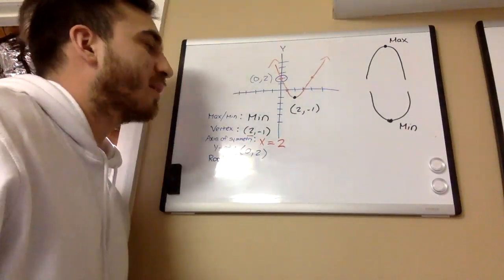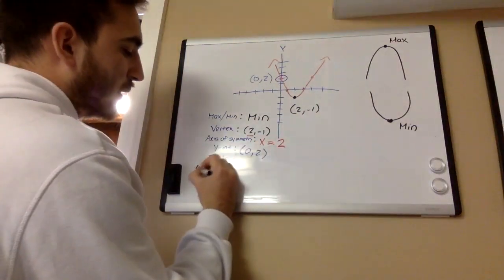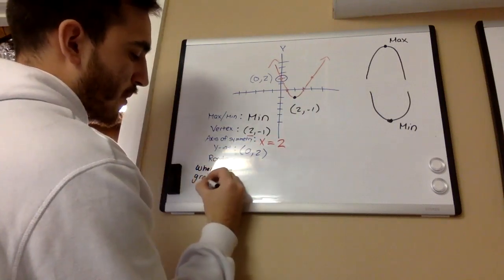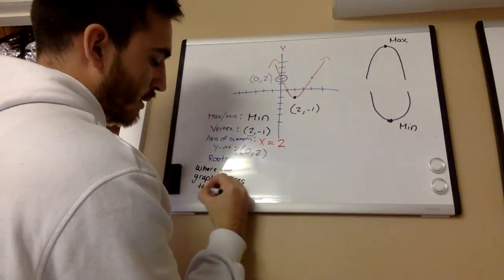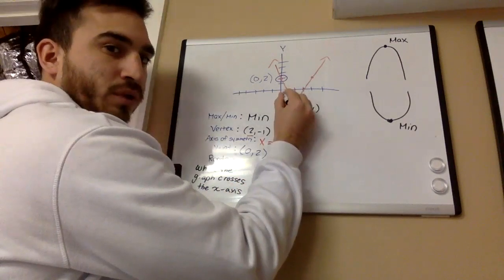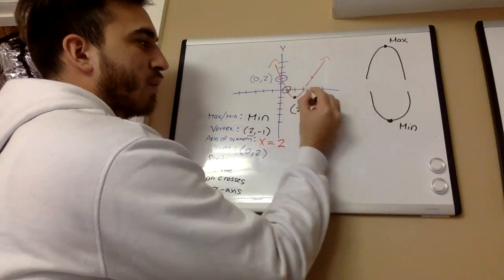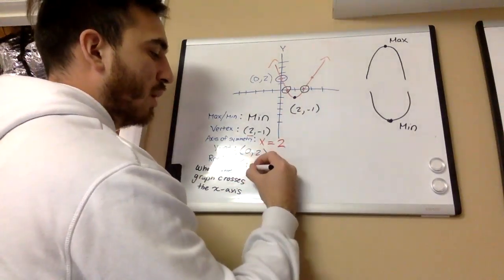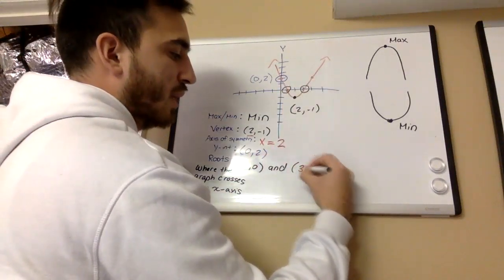And then the last one is the roots. So for your roots, it's where it crosses the x-axis. So I'm going to write that as a little note, where the graph crosses the x-axis. So in my graph here, I have one root, and then I have a second root because it crosses twice. So I have a cross here, and I have a cross here. So my roots are going to be 1, 0, and if I count 1, 2, 3, 3, 0.